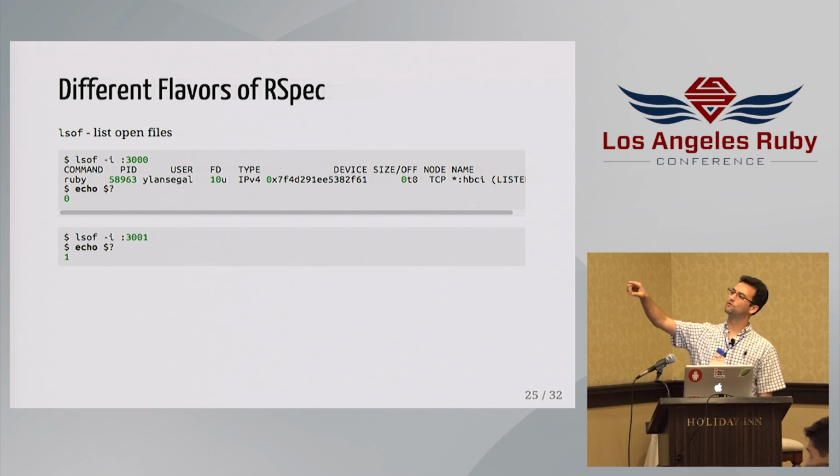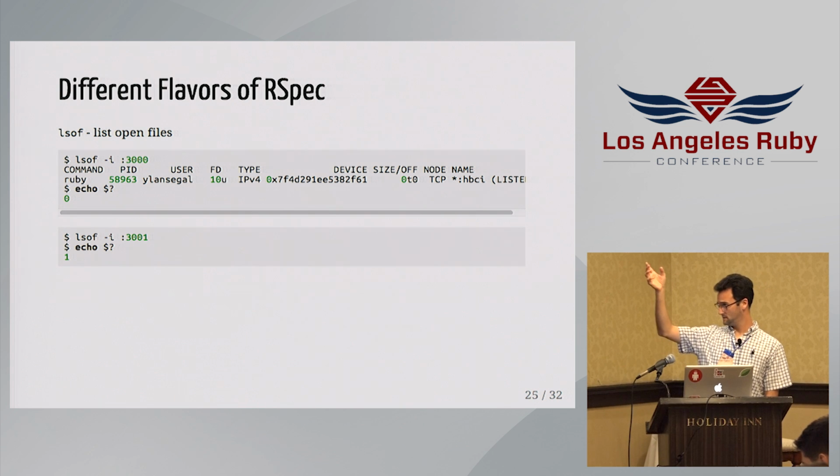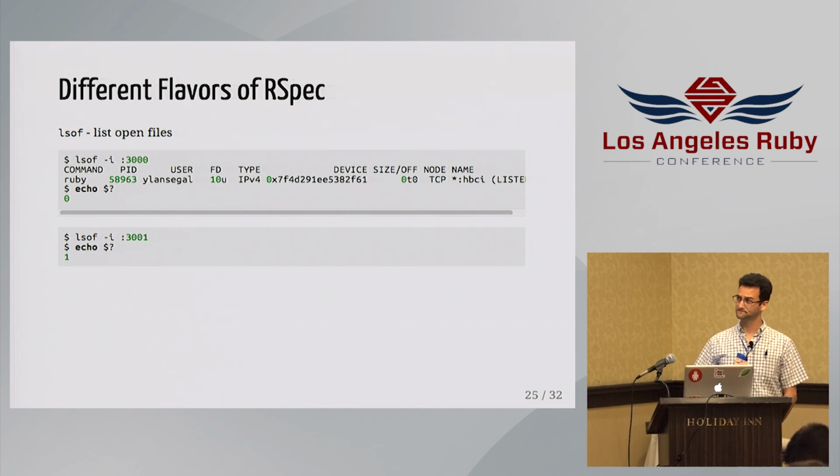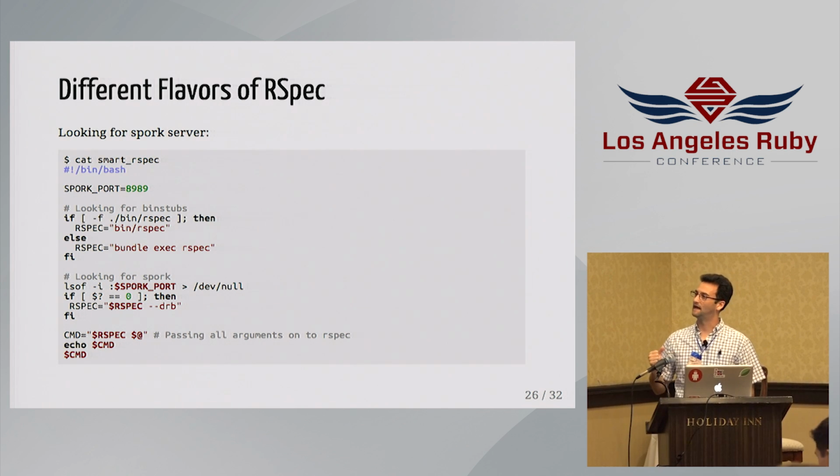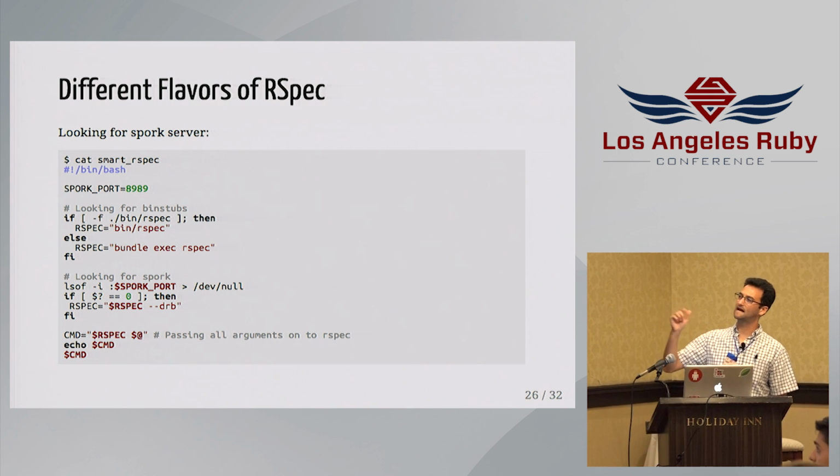So we ran our command, and then if we echo, the magic variable for the exit code is $? Question mark. By the way, these are really easy to pronounce, the magic variable. So for example, if you try to open on a non-open port, it won't give you any output, and the exit status will be 1. So we can leverage that in our script and say, well, the spork port is 8989, and after I've decided if I'm going to do bin stubs or not, then I'm going to look for the open port. If you see the line when it starts with LSOF -e and the spork port, I created a variable and then I interpolated it.